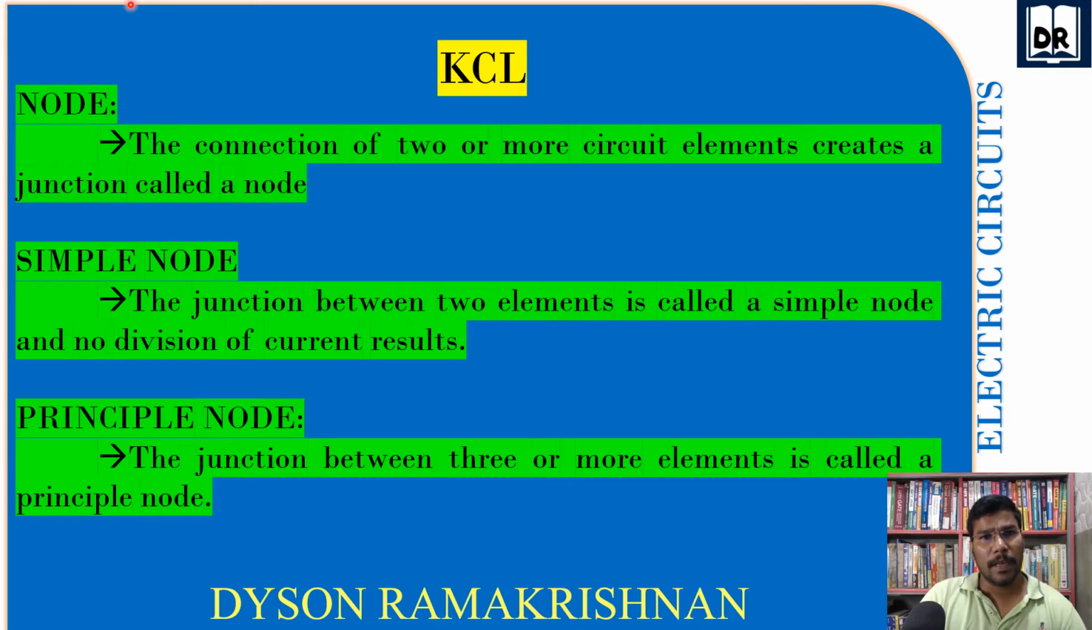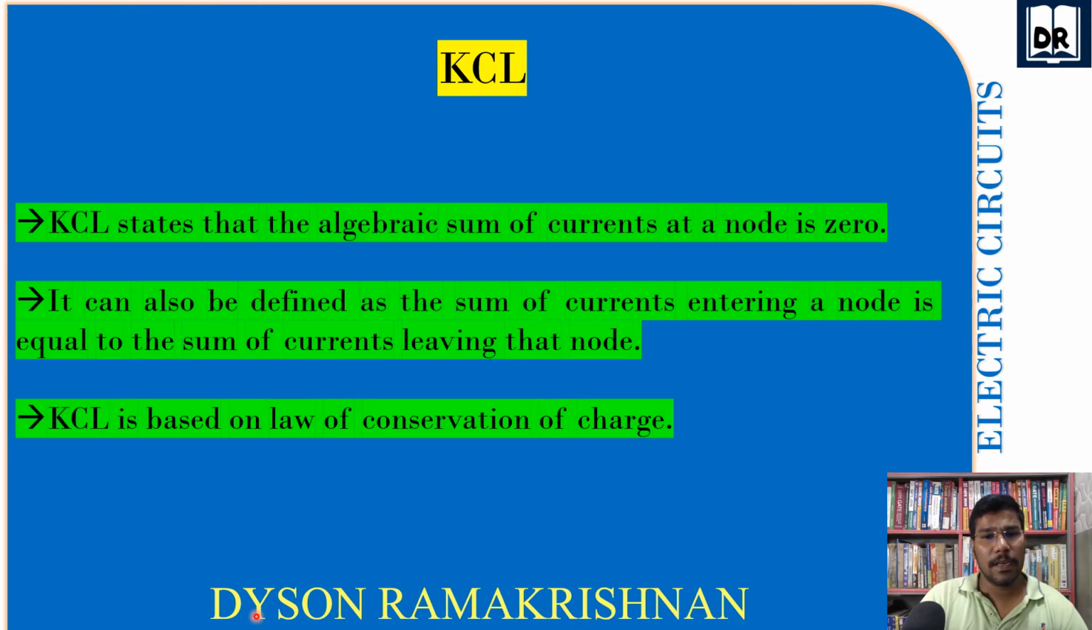Now we are going to discuss KCL. KCL means Kirchhoff's current law. KCL states that the algebraic sum of the currents at a node is zero. It can also be defined in another way: the sum of the currents entering a node is equal to the sum of the currents leaving that node. That is one more definition. Kirchhoff's law is mainly based on the law of conservation of charge.